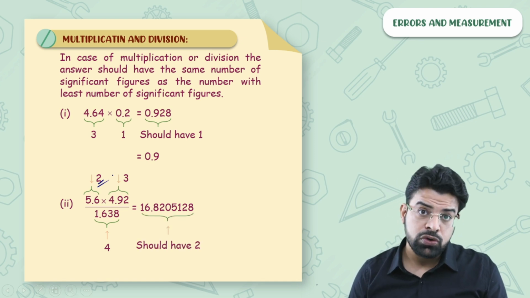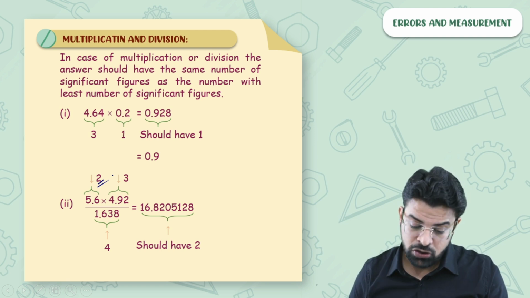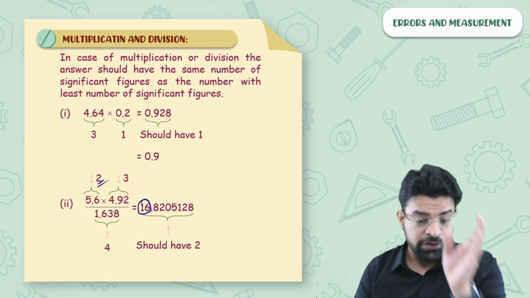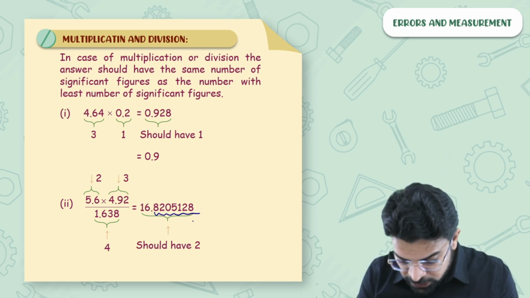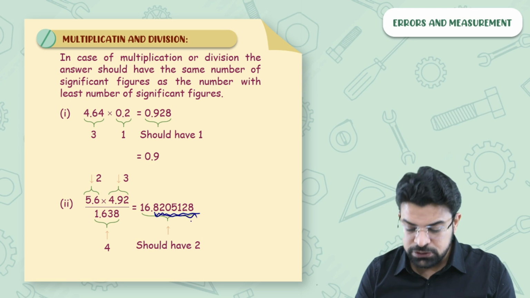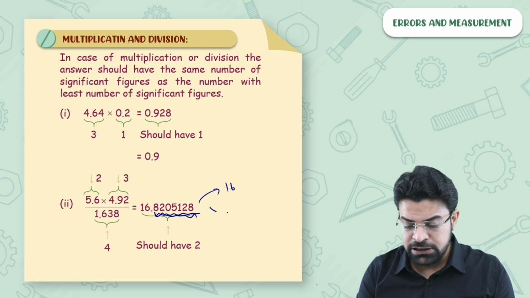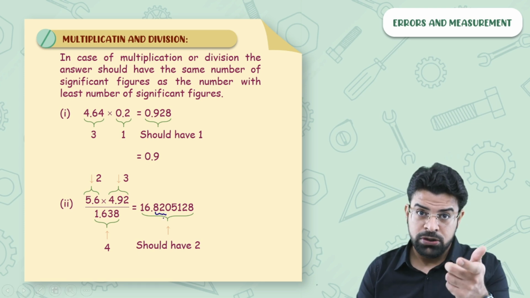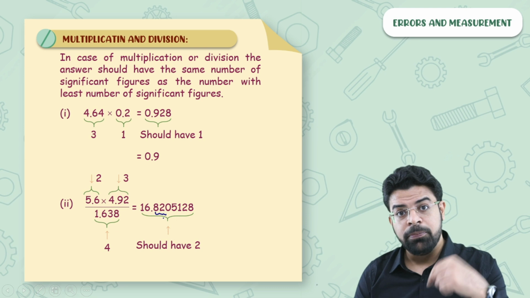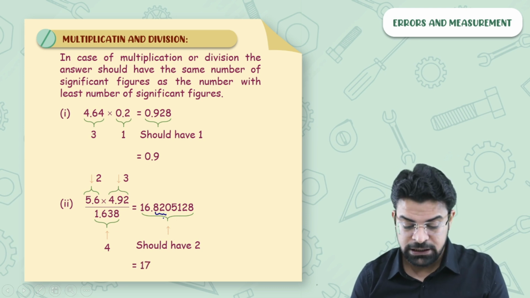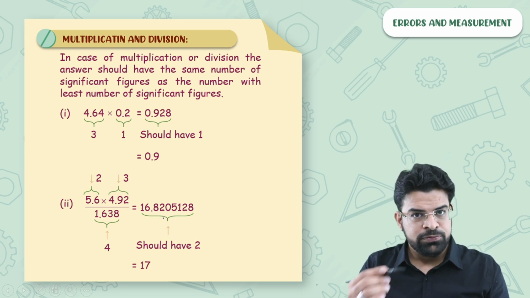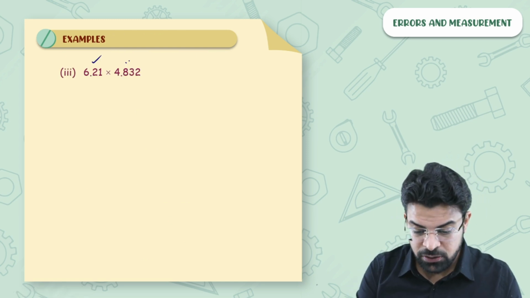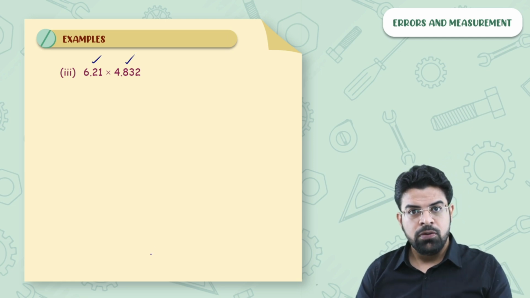So what to do to get 2 significant figures? Round it off. You have to keep the first 2, the most significant part, so you will have to round off this part. When you round this off, you will round it to 16 or 17. As 16.82 is closer to 17 compared to 16, we will report the final answer as 17.